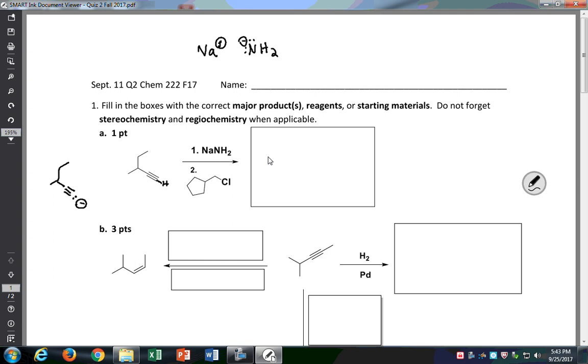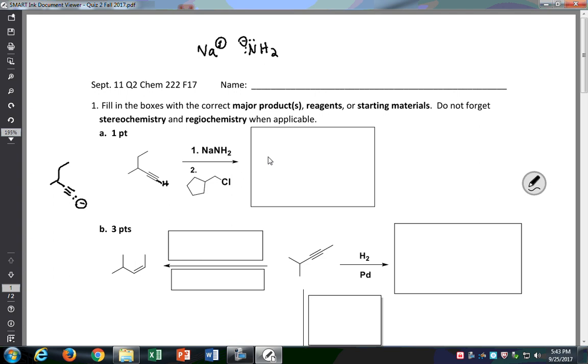If it's primary or methyl, it's going to act in an SN2 reaction, and we're going to form a new carbon-carbon bond. If it's secondary or tertiary, it's going to act like the strong base it is, and deprotonate the beta carbon and form a double bond. Not typically what we want, because we are trying to build up our carbon skeleton. So that's why this reaction only works with a primary or a methyl alkyl halide.